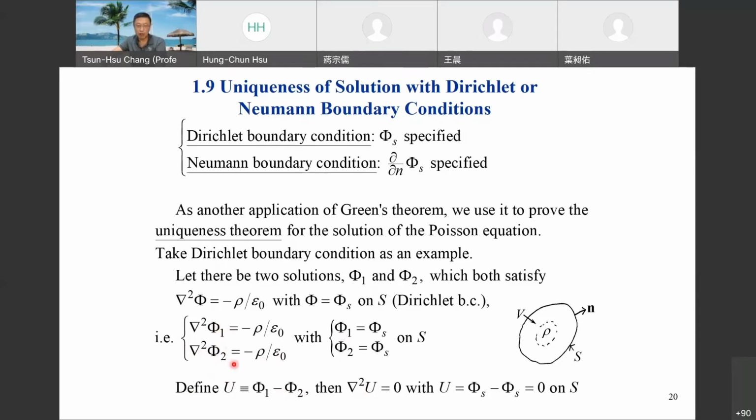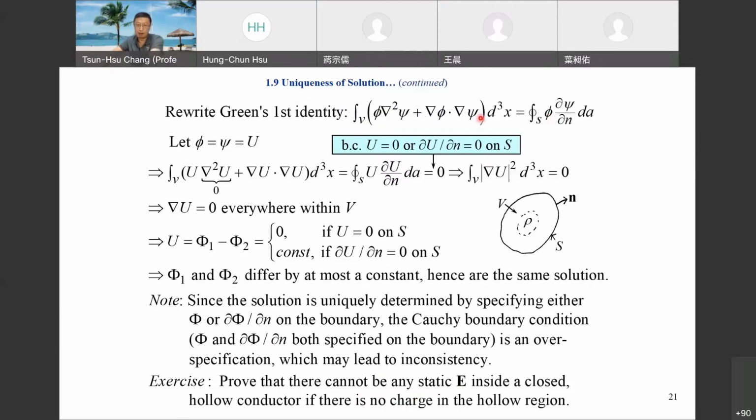So we can change these two equations into the Laplace equation. And therefore, u on the surface will be 0. We change from Poisson's equation to the Laplace equation, which is source free. And then substitute into Green's first identity, with phi and psi both equal to u. And so you get this one.